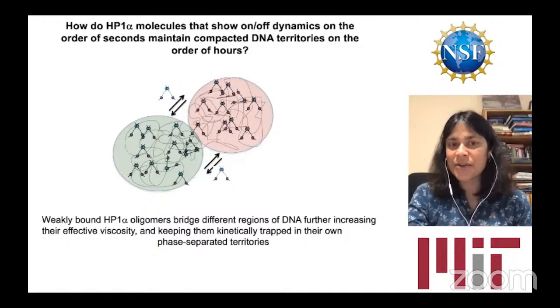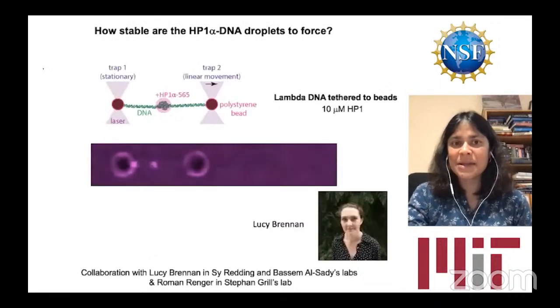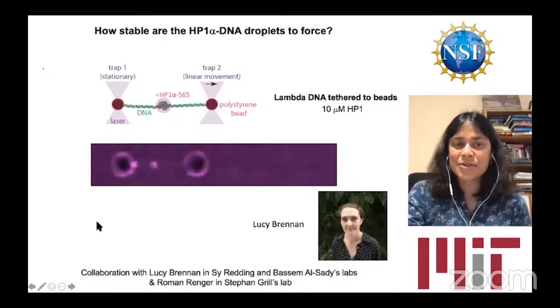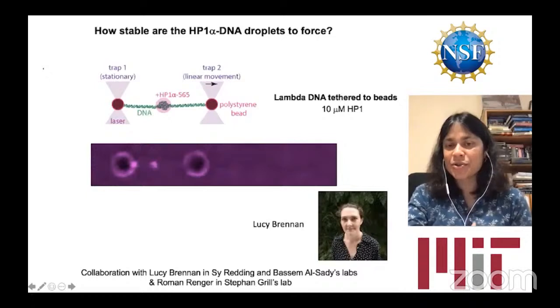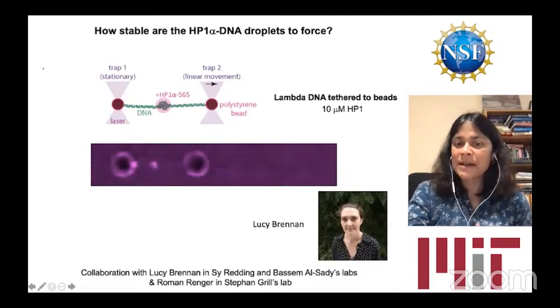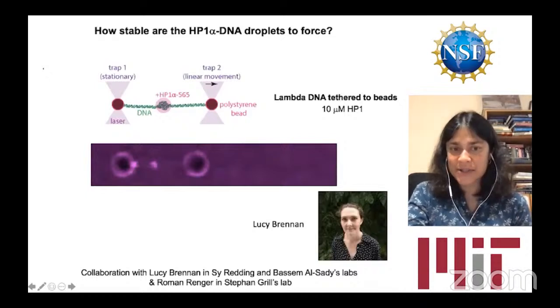And to get a sense of the mechanical stability of the system, what Madeline decided to do was a force-pulling experiment. And to do this experiment, she collaborated with Lucy Brennan, a joint postdoc in the labs of Cy Redding and Bassem Al-Sady at UCSF. And she also got a lot of useful help with some controls from Roman Ranger and Stefan Grill's lab.